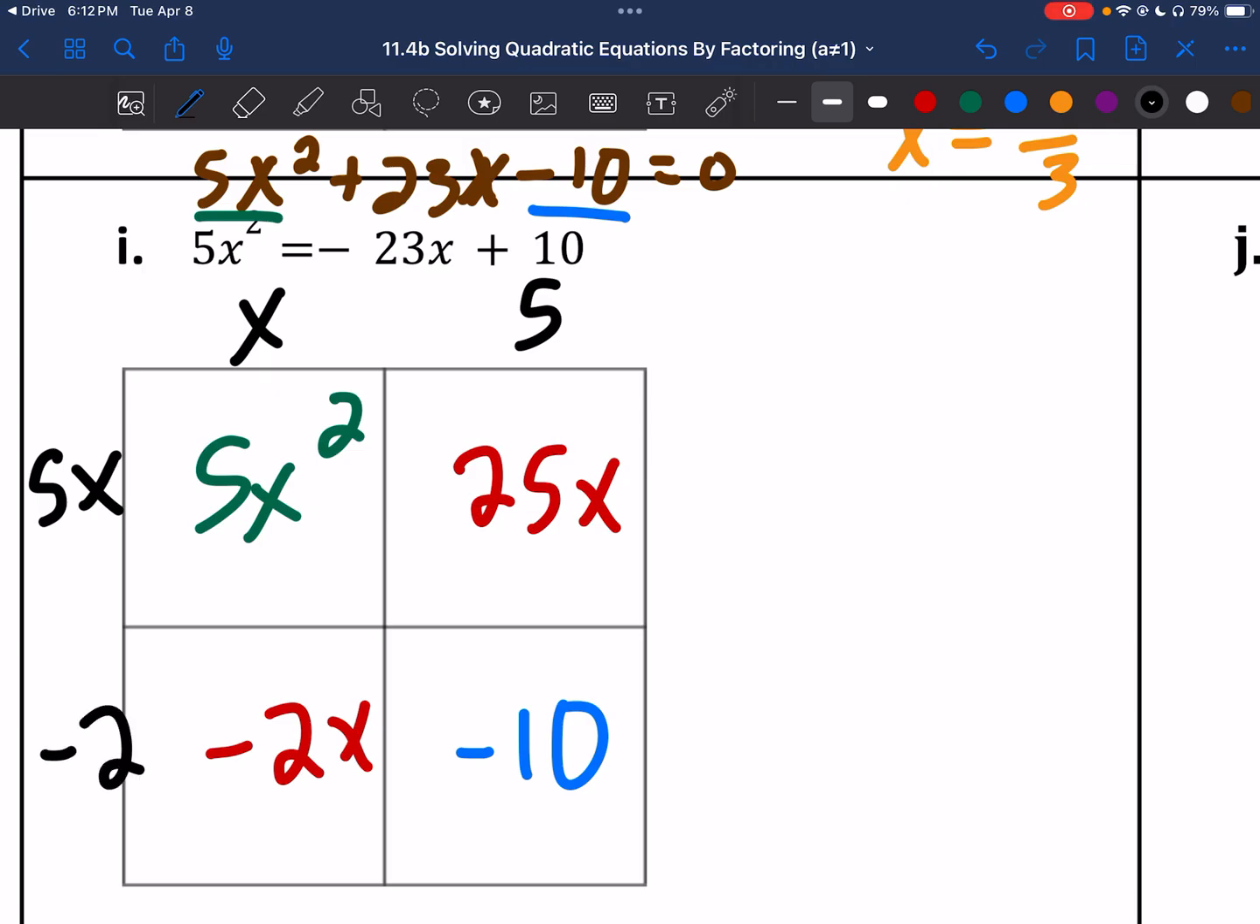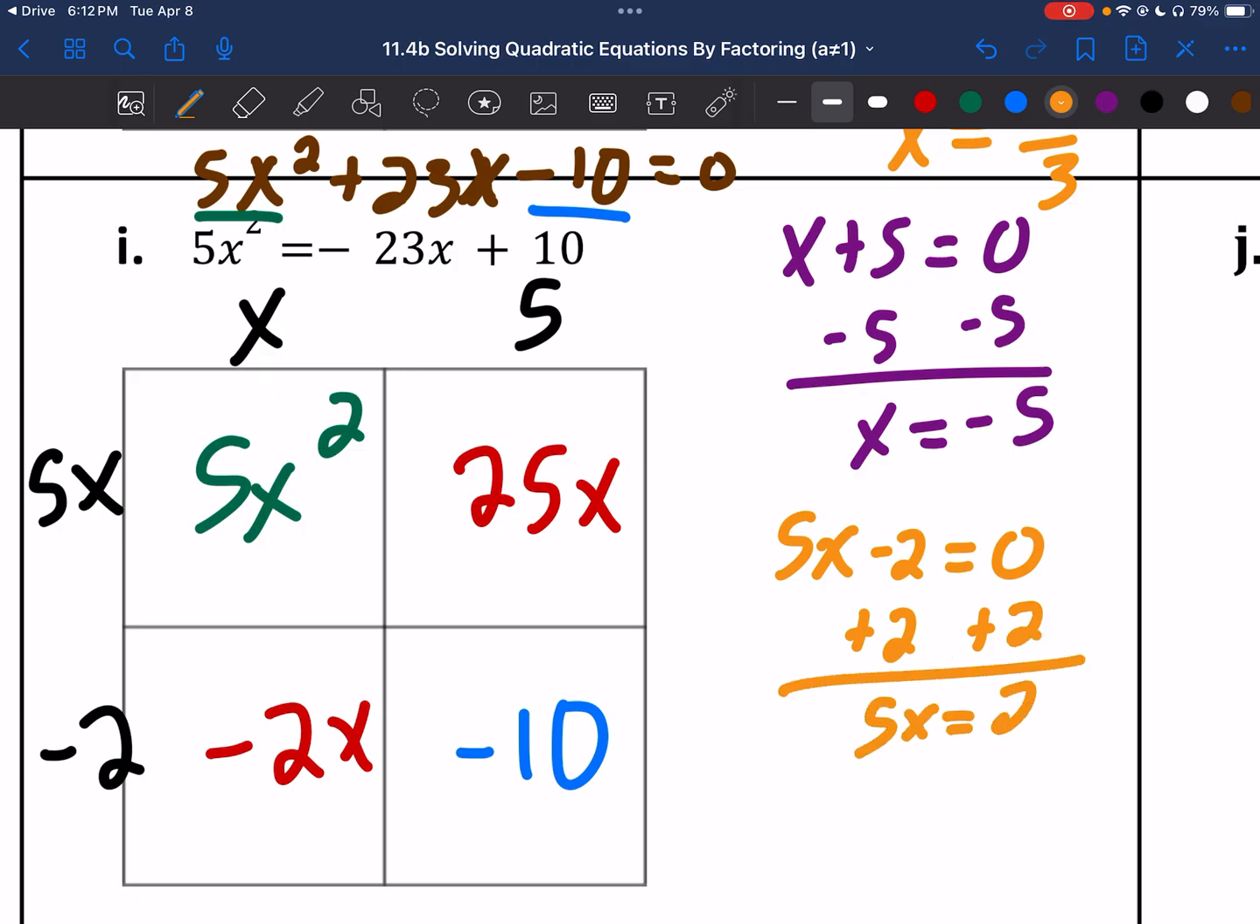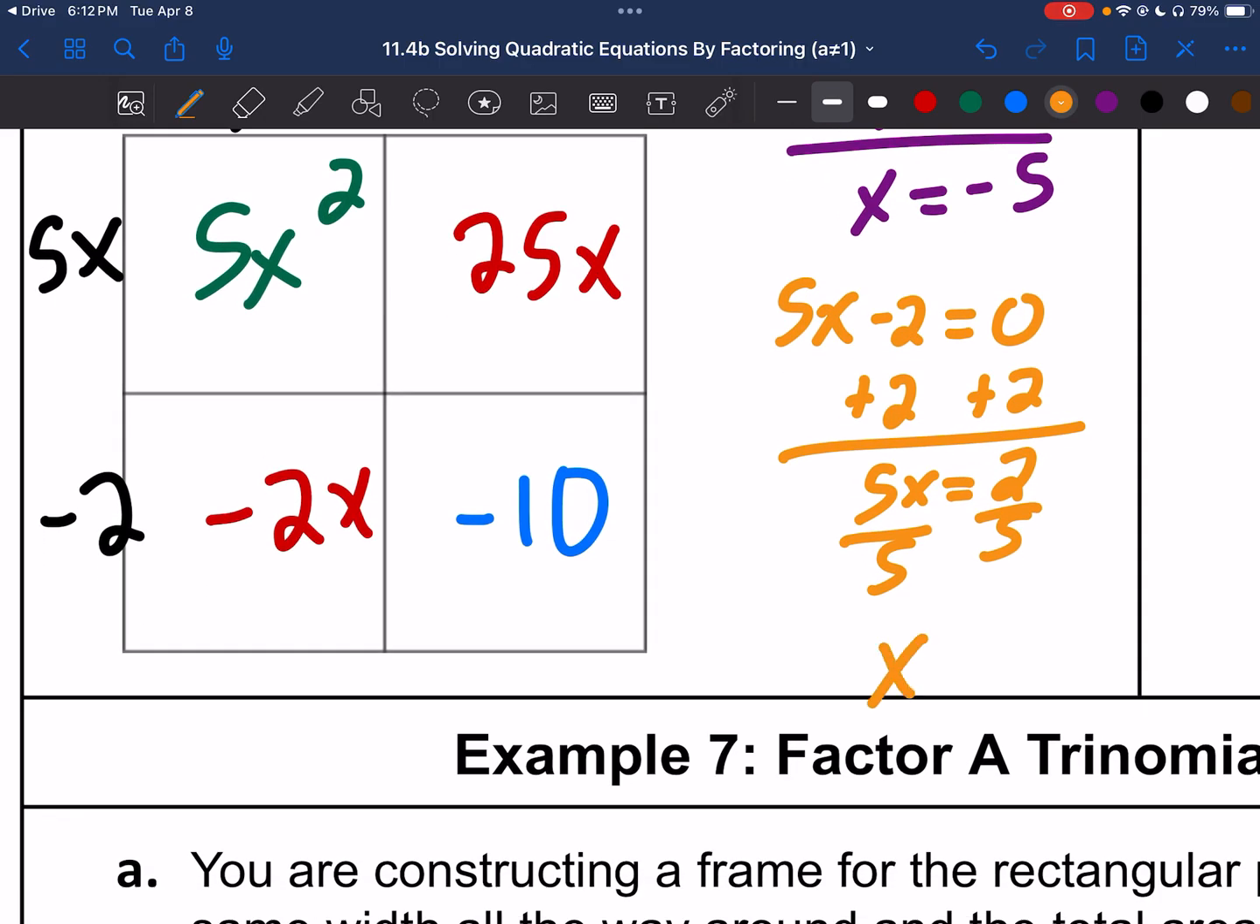So we have x plus 5 equals 0. We subtract 5 from both sides. X equals negative 5. Our second one, we have 5x minus 2 equals 0. Add 2 to both sides. 5x equals 2. Divide by 5. X is equal to 2/5.